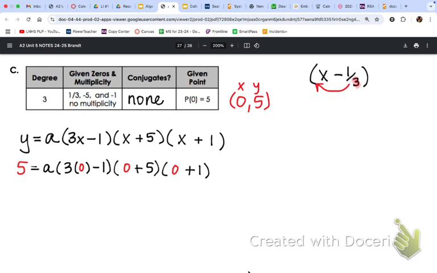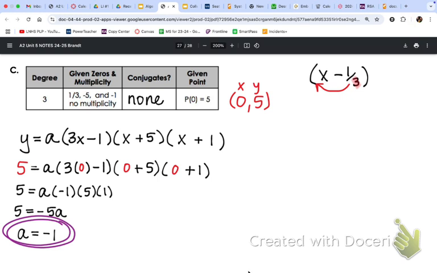Can you please work with the people around you? Okay, so -1 times 5 times 1 is 5 times -1, or -5. So then you have this. Make sure you don't add the 5. We're dividing by it. And so that would give me a to be -1.